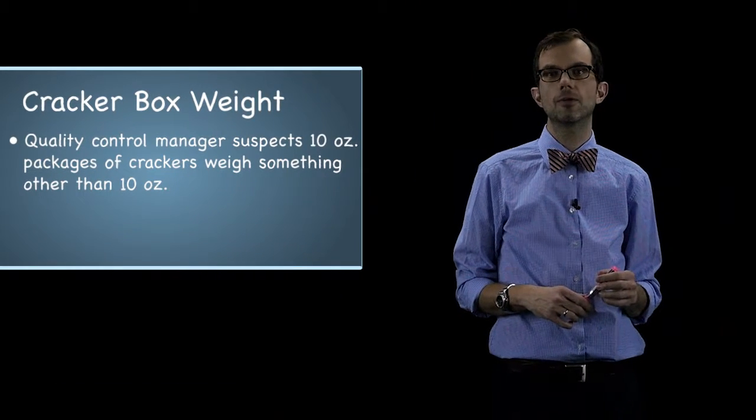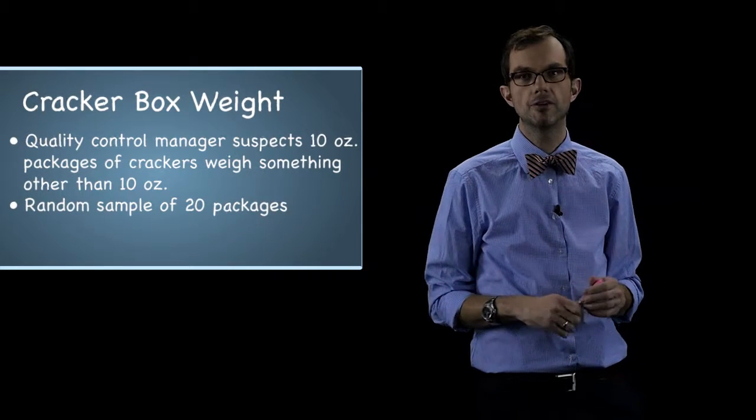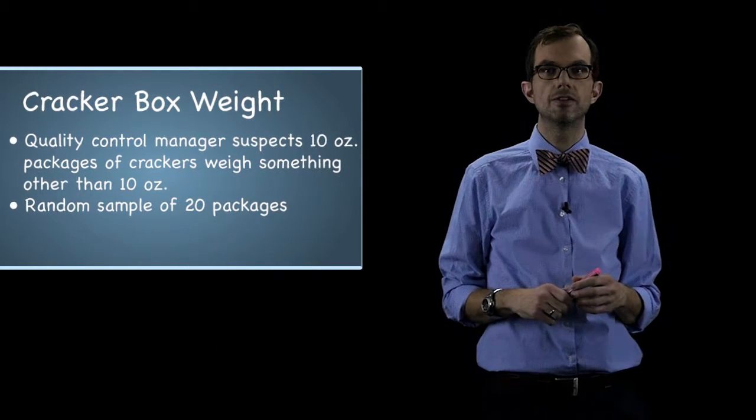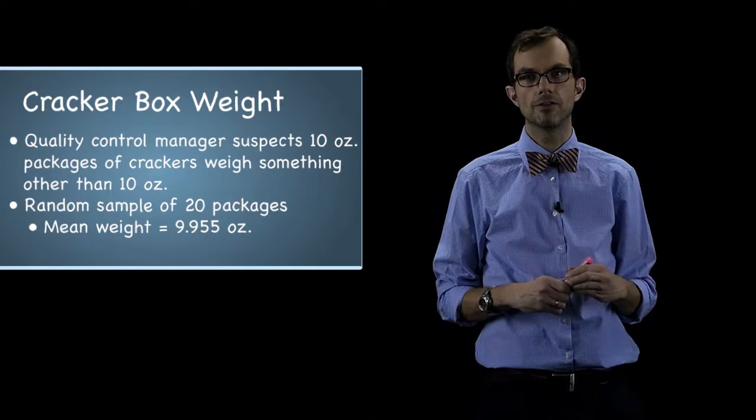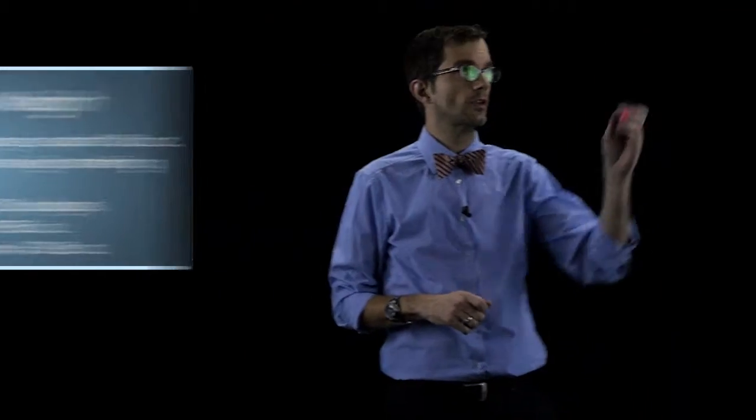Let's say the quality control manager at Norman, Oklahoma's fourth largest cracker factory suspects that its 10-ounce packages of crackers actually weigh something other than 10 ounces. A random sample of 20 such packages found that the mean weight was 9.955 ounces with a standard deviation of 0.29 ounce. Okay, so we've got a set of hypotheses, and we're just asking a two-tail kind of question.